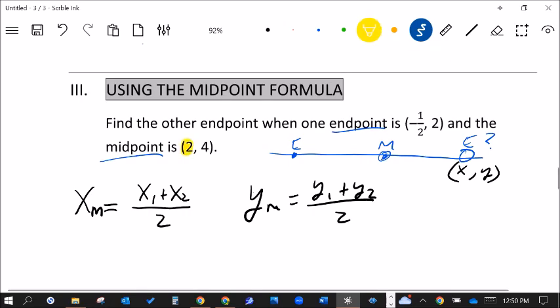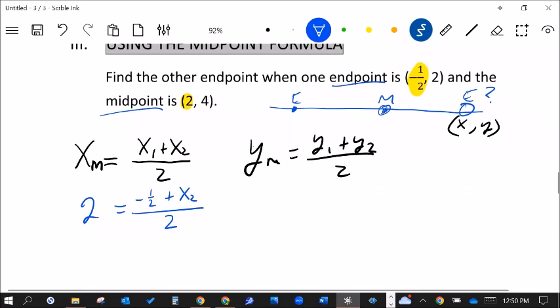So here, we know the midpoint x, so that's 2. And we know the x of one of the endpoints. So that's -1/2. Okay, -1/2 plus the one we don't know, and we divide by 2. So let's work with that in a moment, but let's come over to the y's here, and I'll do that one. For the y's, the midpoint y is 4. And that's equal to the y of one of them plus the y of the other divided by 2.